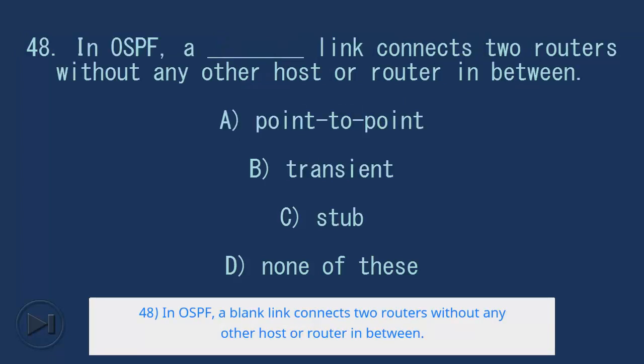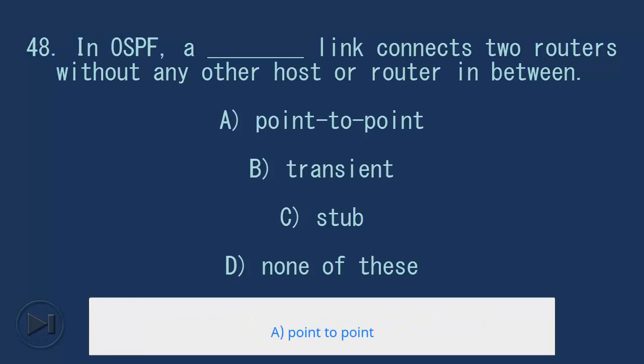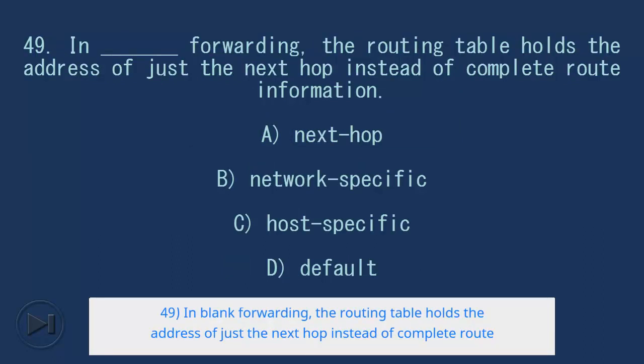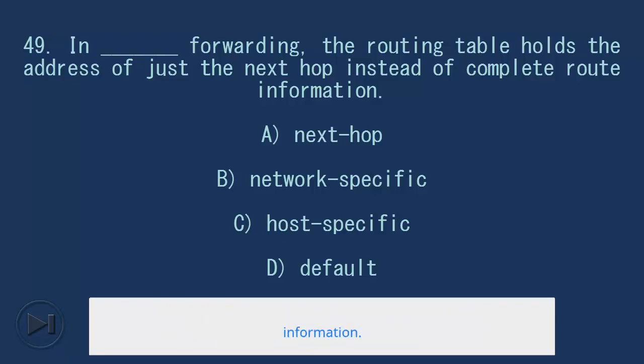48, in OSPF, a blank link connects two routers without any other host or router in between. A, point-to-point. B, transient. C, stub. D, none of these. Answer, A, point-to-point. 49, in blank forwarding, the routing table holds the address of just the next hop instead of complete route information. A, next hop. B, network specific. C, host specific. D, default.